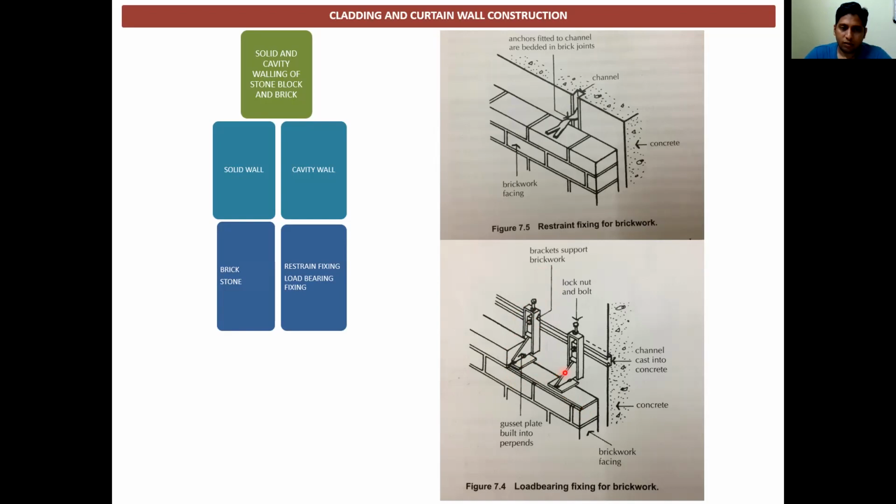So this way, this restraint fixing and load bearing fixing happen in the cladding work on the cavity wall, and if some cladding work is fixed with this kind of fixing, automatically a small air gap will be formed in between the structural wall and the brick wall. So that will act as a buffer to the system.